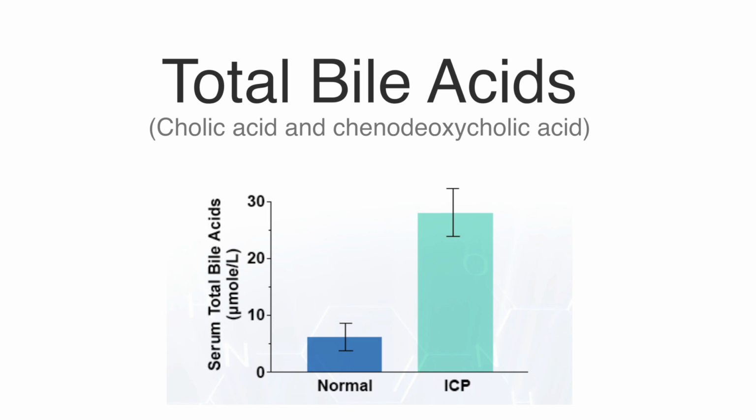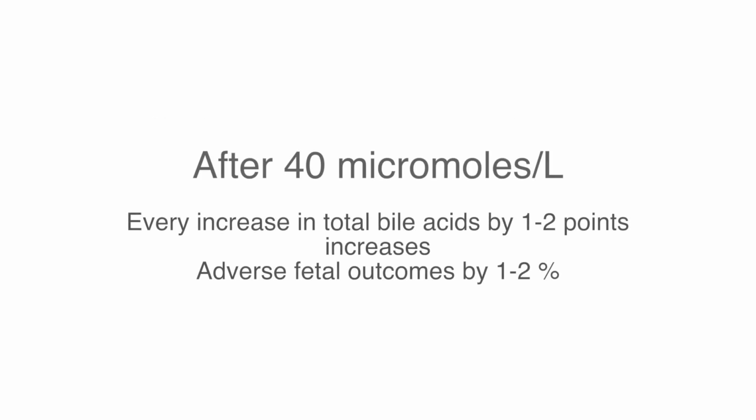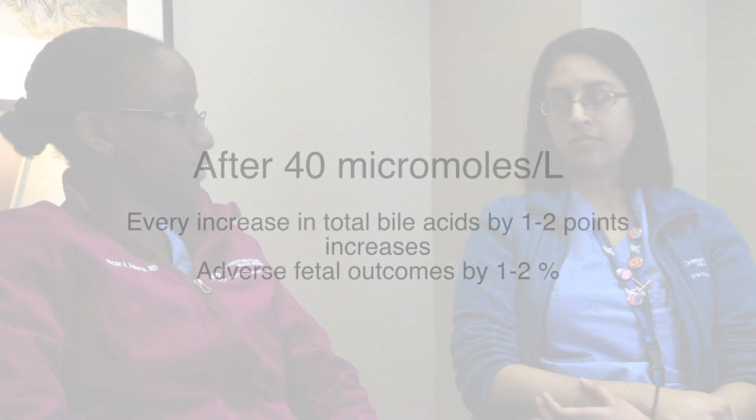Do higher lab values mean worse disease? With respect to serum bile acids, yes. In normal pregnancy, bile acid levels are between 6 and 14, depending on whether or not mom was fasting at the time of the test. Studies have shown that for every 1 to 2-point rise in bile acids, there is a 1 to 2% increased risk of adverse pregnancy outcomes, and most of those studies define severe disease as values over 40.